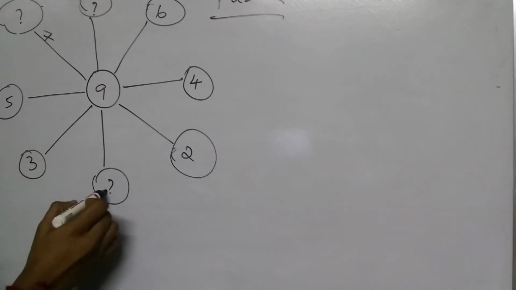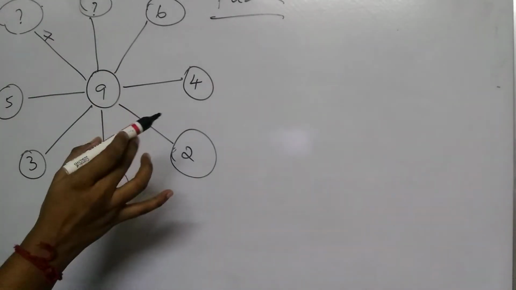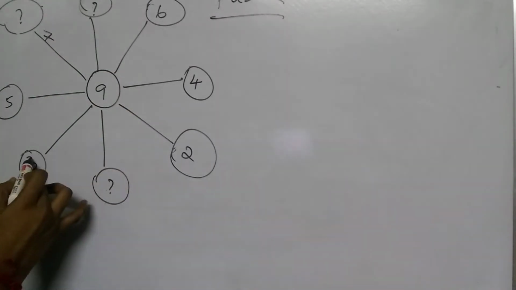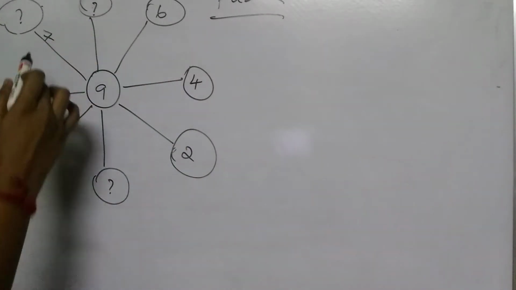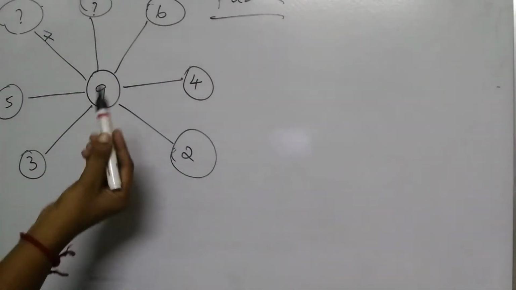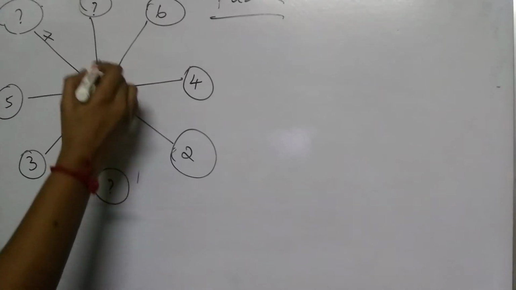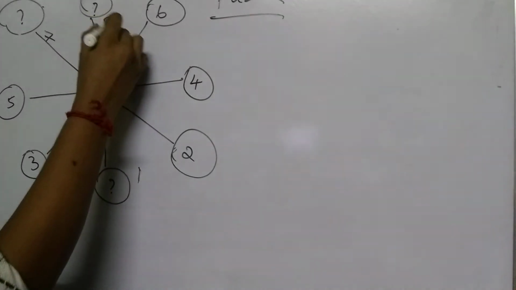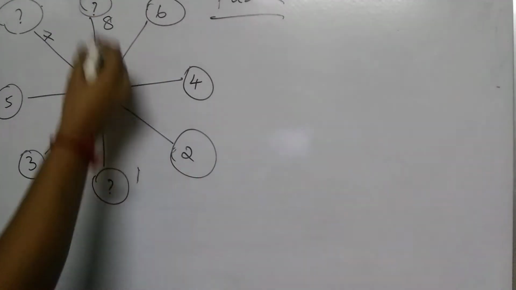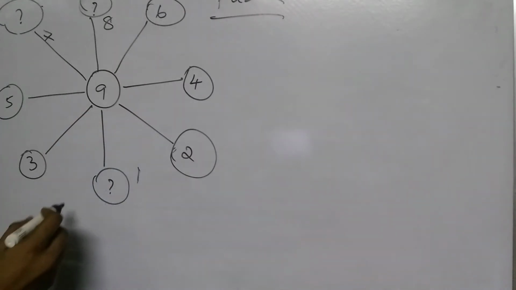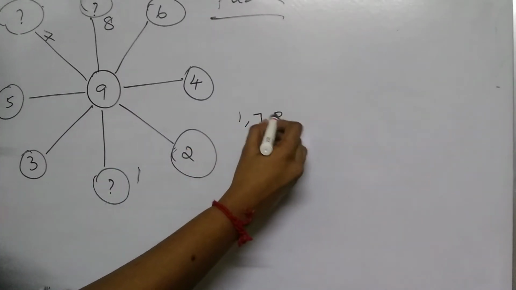Okay, what will come in this remaining? So all digits are filled up. Check it out. From 2, 3 is there, 4, 5, 6, 7 is there. What is left out? 8 and 1. So the remaining will be 8, 1. See right here 1 and then 8 over here. So 1 plus 8 gives you 9 in the middle. So the answers are 1, 7 and 8.